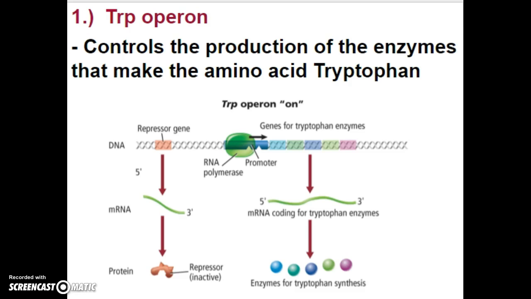One type of operon is the tryptophan operon, or TRP operon. When the TRP operon is on, then the enzymes for making tryptophan can be made. If that gene is switched off or repressed, then those enzymes are not made for protein or for tryptophan synthesis. So when the TRP operon is on, we can get tryptophan. When the TRP operon is off, no tryptophan is made.